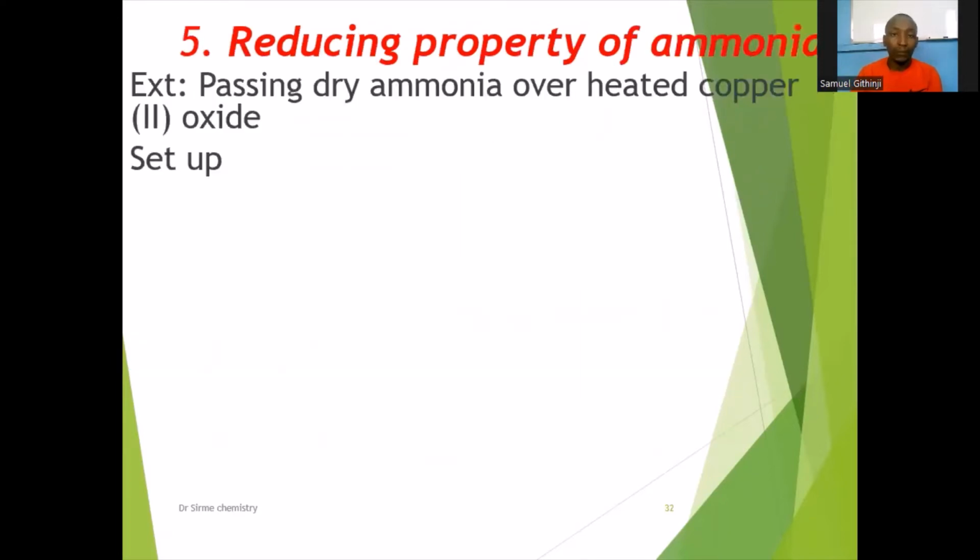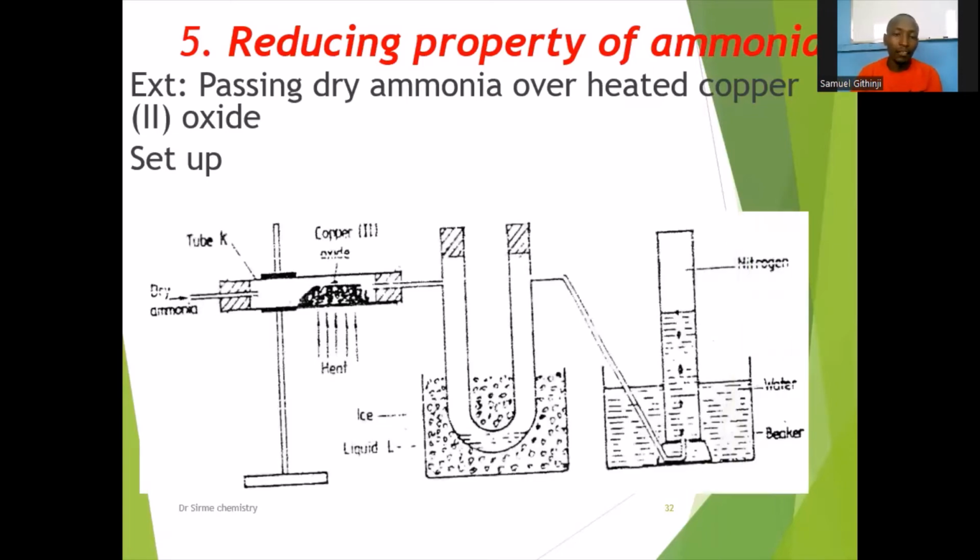The reducing properties of ammonia. It's a good reducing agent. The experiment we're doing there, we are passing ammonia over heated copper 2 oxide. The setup, as you can see there, you have the tube K, that is the combustion tube, dry ammonia being directed in, copper 2 oxide inside the combustion tube that is heated.